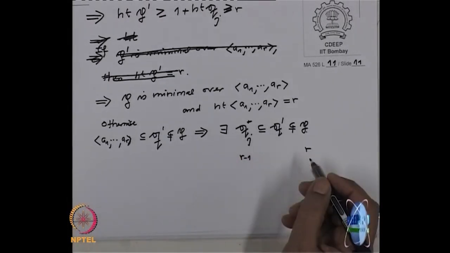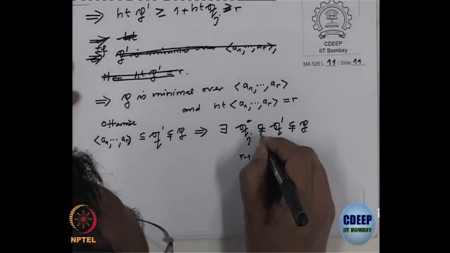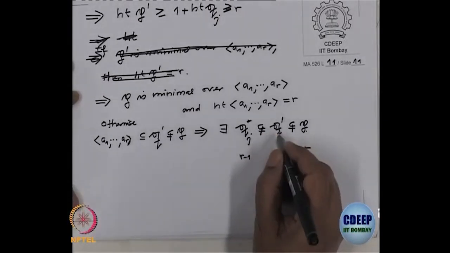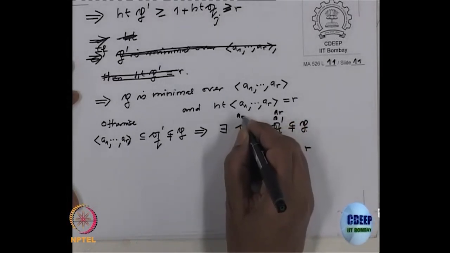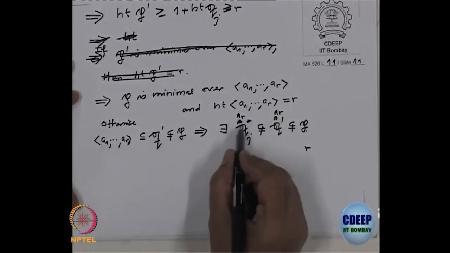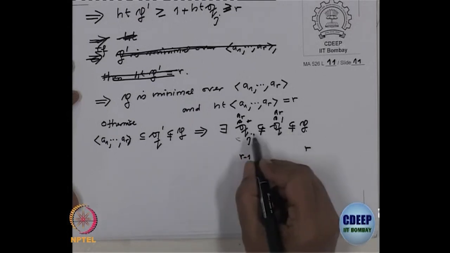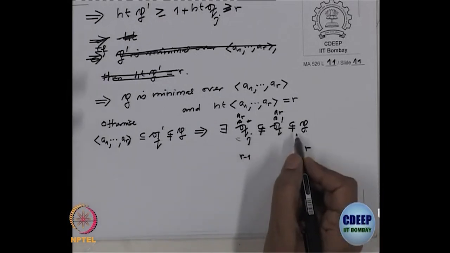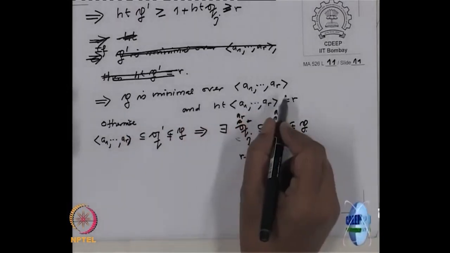What do I want to conclude? No, this is not equal here. This is not equal because AR is here and AR is not here. We have chosen AR so that AR is not in any minimal prime over A1 to AR minus 1. So, therefore, this cannot be equal. Therefore, that is a contradiction. So, that checks that P is minimal over A1 to AR.